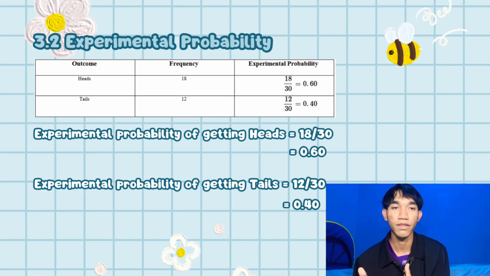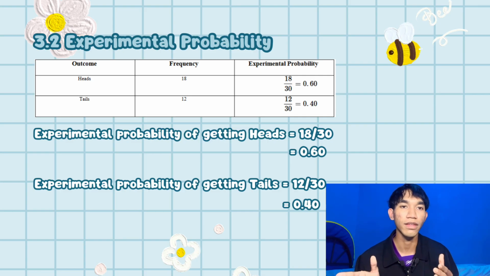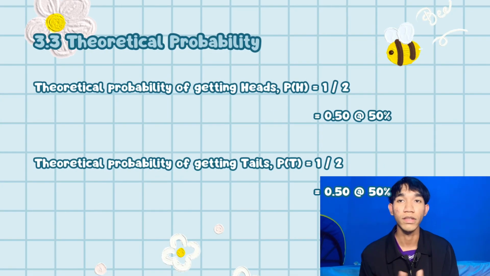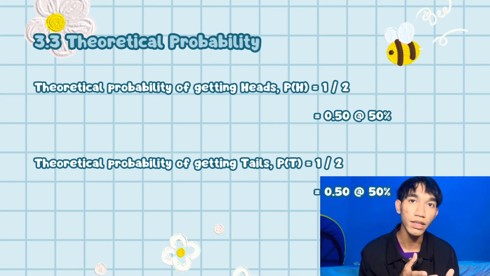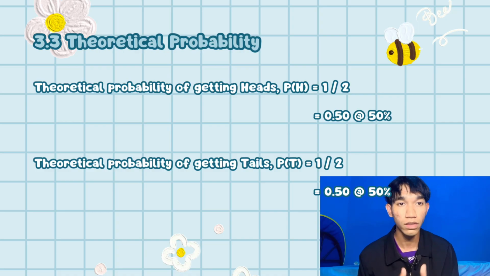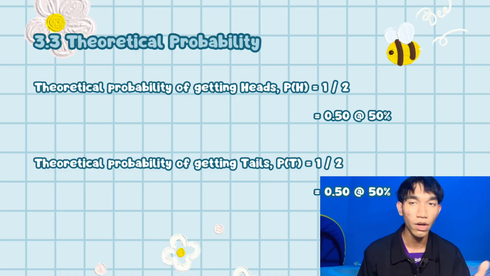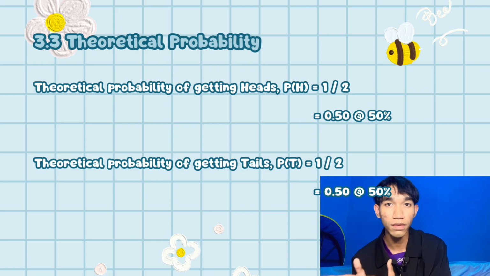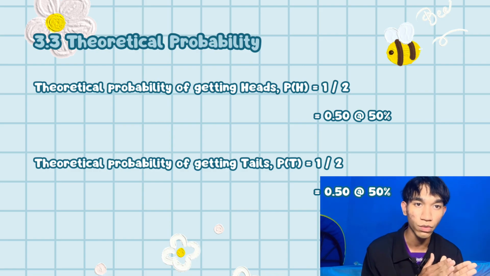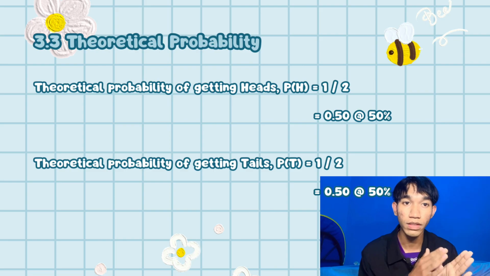So this is the experimental probability of the experiment. As you can see, the experimental probability of getting heads is 8/13, so the value is 0.60, while the experimental probability of getting tails is 5/13, so the value is 0.40. Theoretical probability: the theoretical probability of getting heads is 1/2, or equal to 0.50, while the theoretical probability of getting tails is also 1/2, so the value of both is the same.